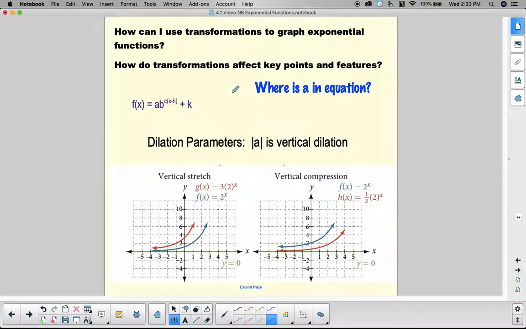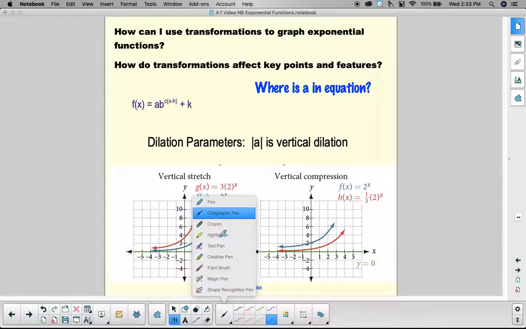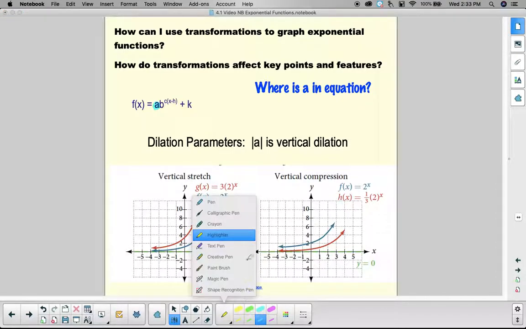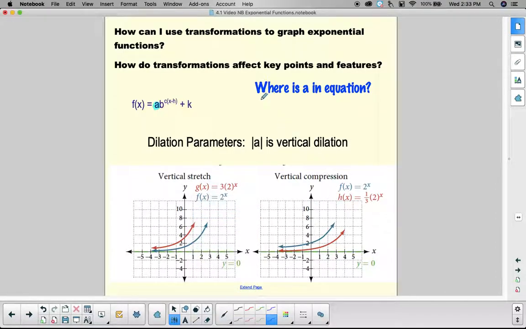Next we have the transformation parameter a. Let's find a in the equation. a is multiplying the base, so it's multiplying the b to the power of c times x minus h. It's the coefficient of the exponential term. And the absolute value of that parameter a is the vertical dilation, your vertical stretch or compression.